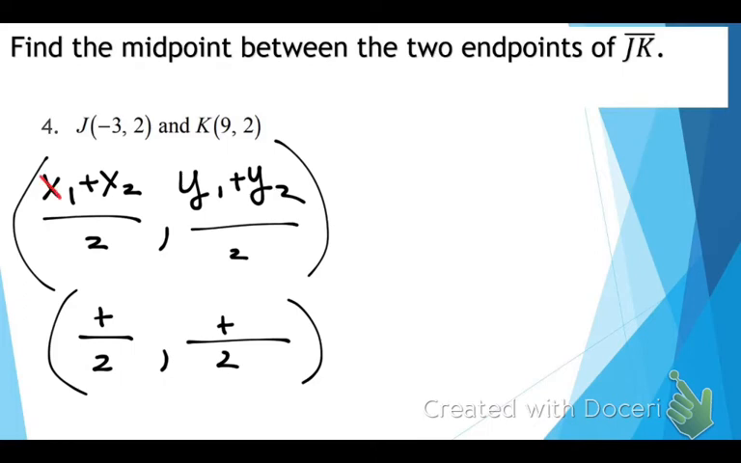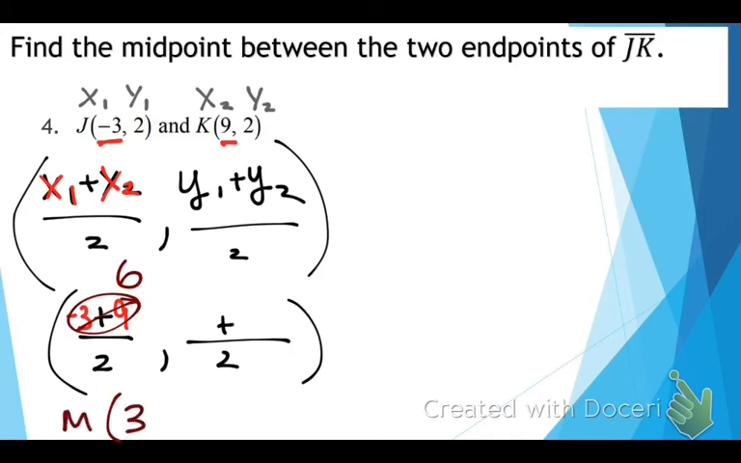All right, so we're going to take the x's. We'll take the first x. You can label these, right? We can label them x1, y1, x2, y2. So I'm going to take my first x, which is negative 3. I'm going to plug it in. And then take my second x, which is 9. Okay, we're going to continue with that one. Minus 3 plus 9 is 6. Divided by 2 is 3. So we know the x of my midpoint is 3.